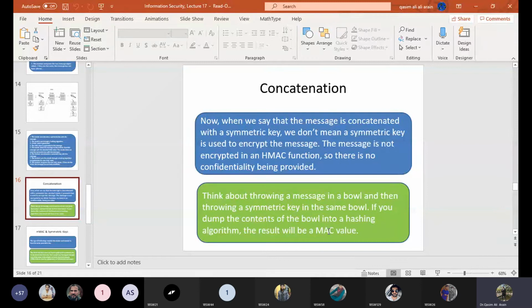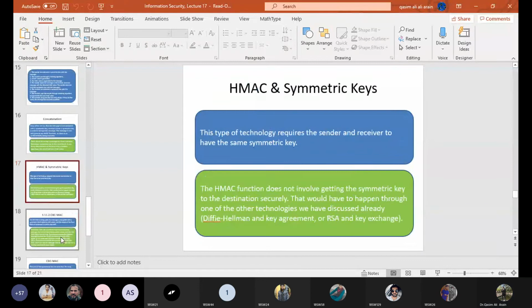What he's telling is, let's take a bowl, and inside that bowl you have to throw the message that needs to be transmitted, and you need to put a symmetric key inside that bowl. You have to put the same key inside the bowl, and then pass this bowl through a hashing algorithm, right? The resulting value generated from that hashing algorithm would be your MAC value, right? So this is just an analogy of the concatenation, right?